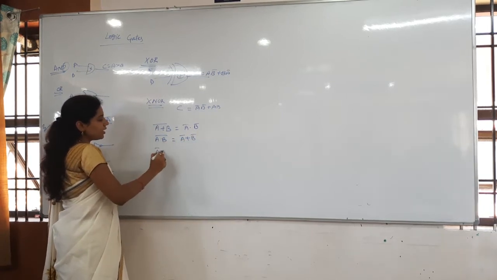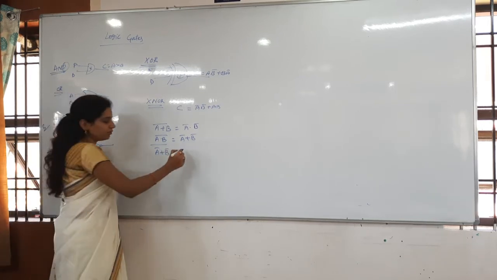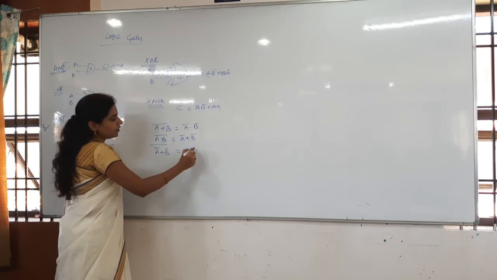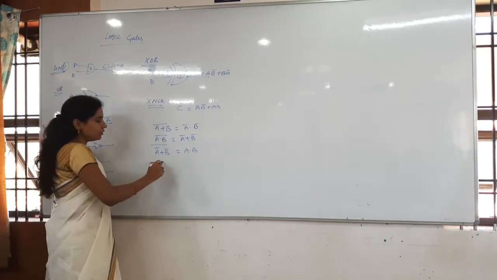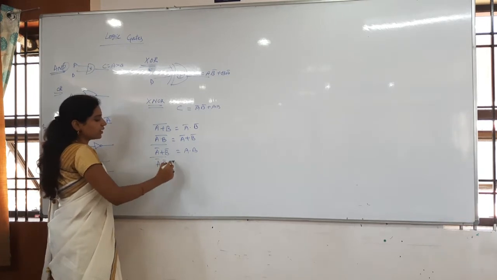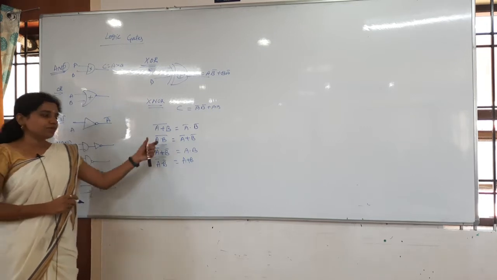Then A bar plus B bar whole bar. What will happen? A dot B. Why? Because double complementary will come. Then A bar dot B bar whole bar. Then what will you get? A plus B. So these laws will be very helpful.